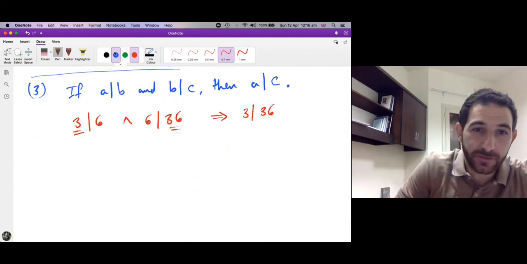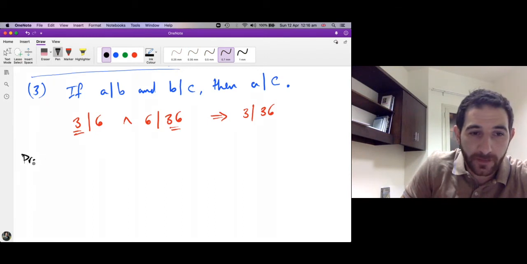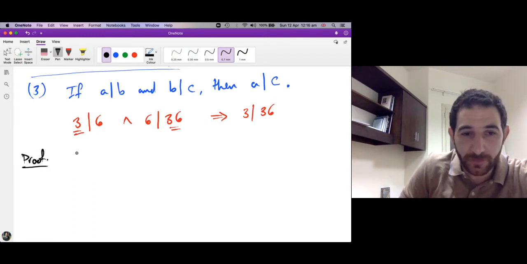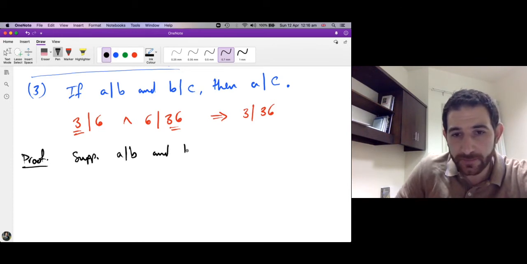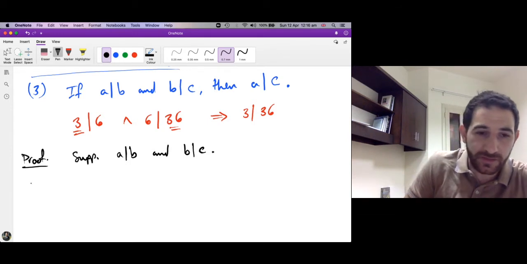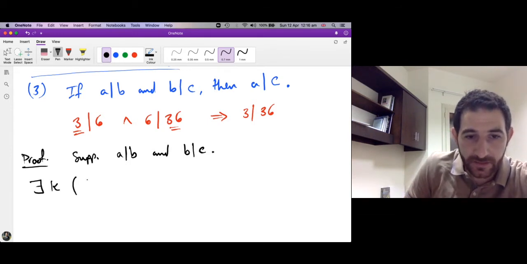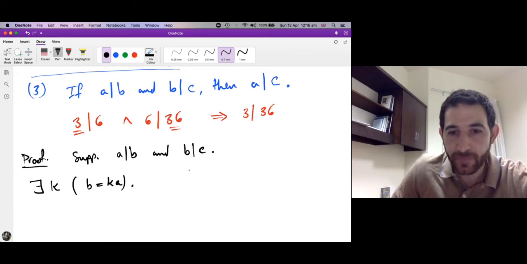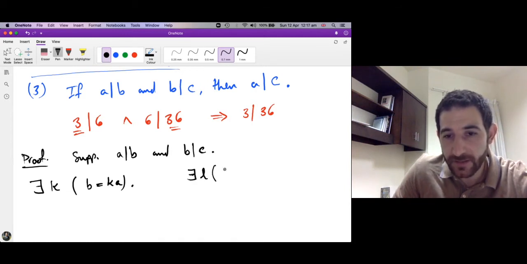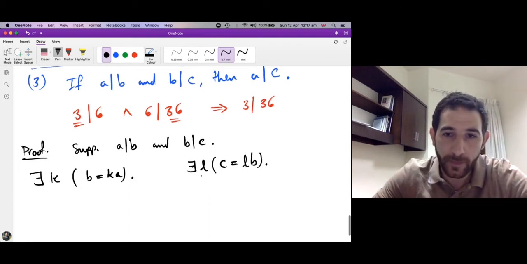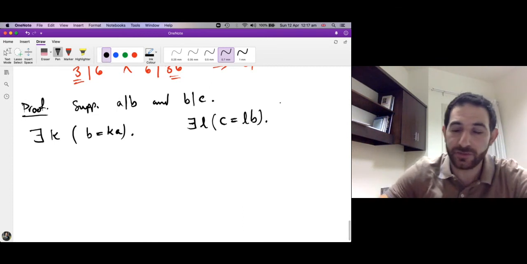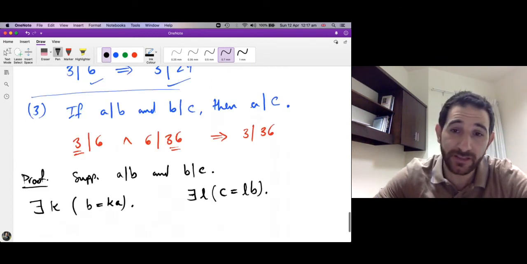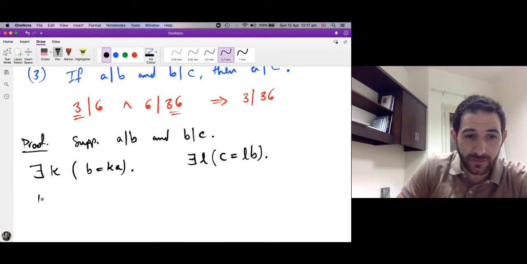Okay, let's prove it. Again, we will use a direct proof. Suppose that A divides B and B divides C. A divides B means there exists an integer K such that B is equal to K times A. And B divides C means that there is an integer L such that C is equal to L times B, right? Now what do we want to show? That A divides C, which means that we need to show that C is equal to an integer times A.